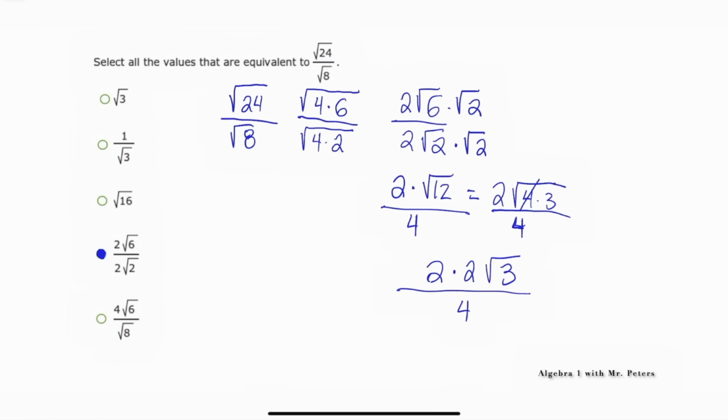So when we simplify even further, this is just 4 radical 3 all over 4. As a fraction, we could cancel out those 4's, and all we're left with is radical 3 as a final answer, which would be answer choice A.